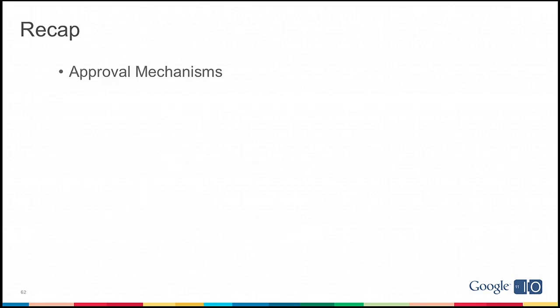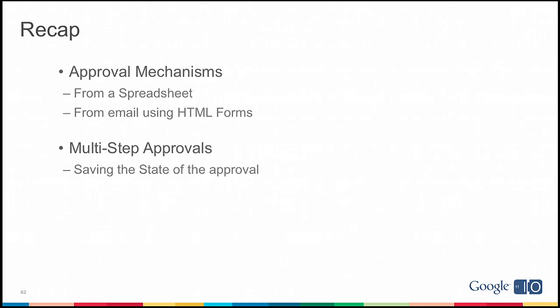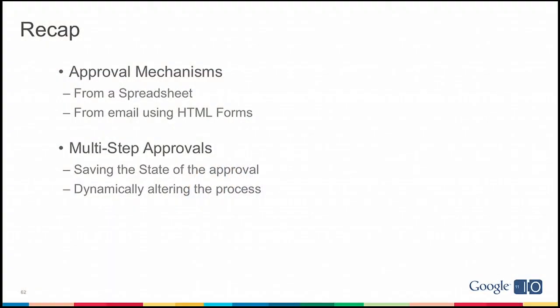And then we talked about approval mechanisms, how we can actually capture that approval action and translate it into motion. We talked about approving from a spreadsheet and approving from an email using HTML forms. Then we talked about multi-step approvals, and this is really where our workflow gets realistic. Saving the state of the approval is the key thing. It helps you manage the complexity if you have a good representation of the state, and I can't emphasize that enough. It may be a dry topic, but it'll save you weeks and weeks of frustration in the future if you do it nicely. We talked about dynamically altering the process, which is often essential.